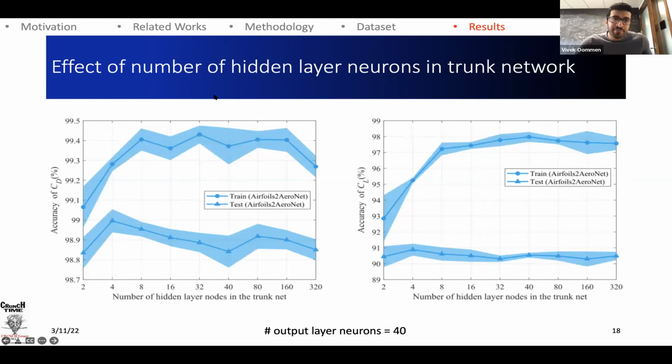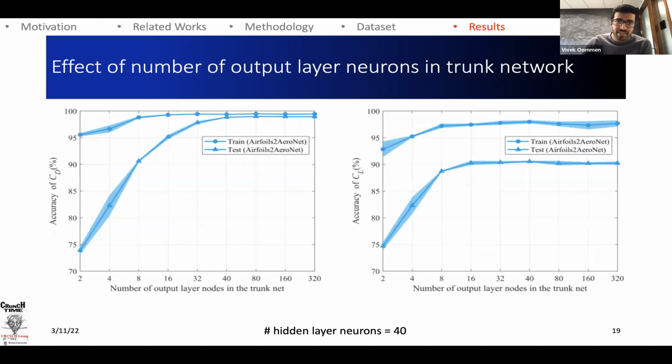Next, they perform an experiment to understand the effect of the number of hidden layer neurons in the trunk net. Here they vary the number of hidden layer neurons from 2 to 320. And we see initially the model predictions improve and then it saturates out. Here also the number of neurons in the output layer, which is the latent dimension of the DeepONet, is fixed to 40.